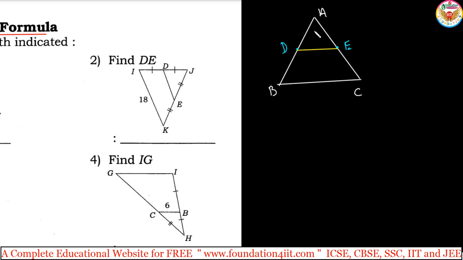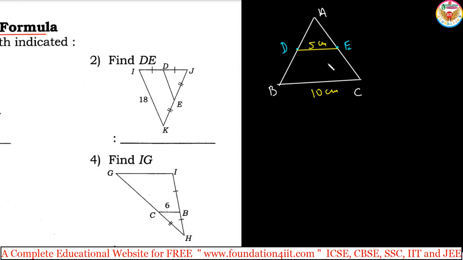If you join the midpoints of any two sides, that line segment is exactly half of the opposite side. So for example, if BC is 10 centimeters, DE is exactly equal to 5. Okay, this is the rule. By joining the midpoints of any two sides of a triangle, the segment is half of the third side.